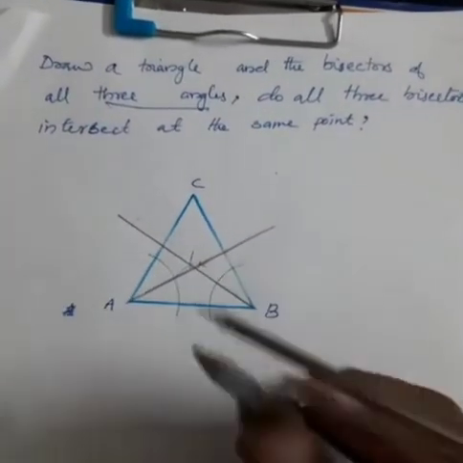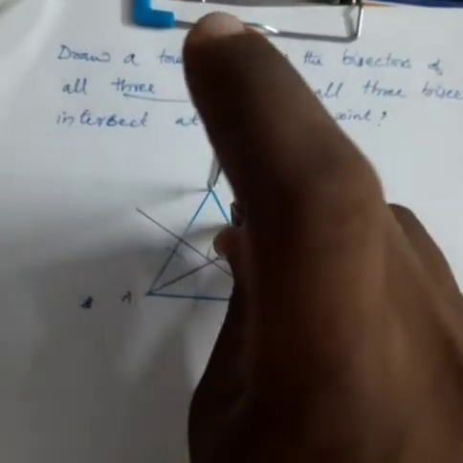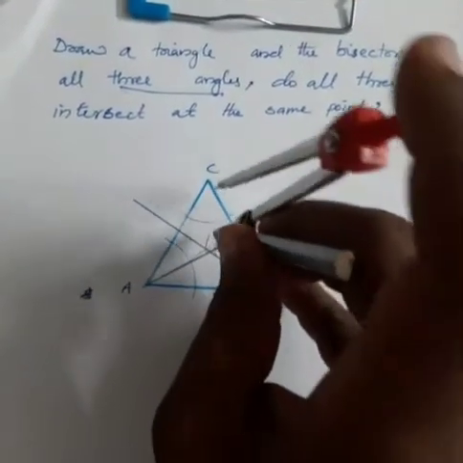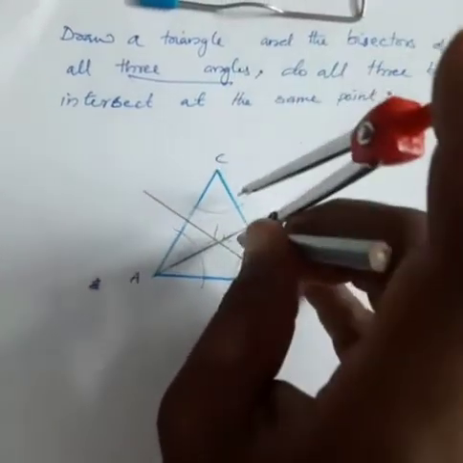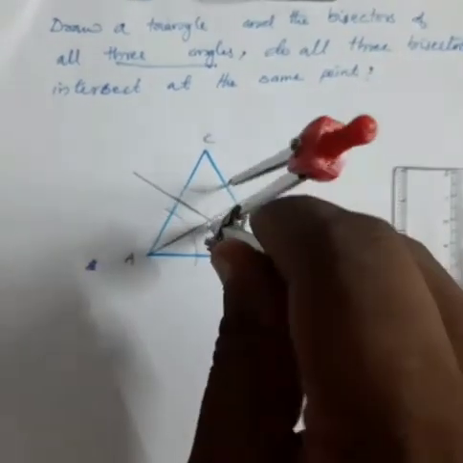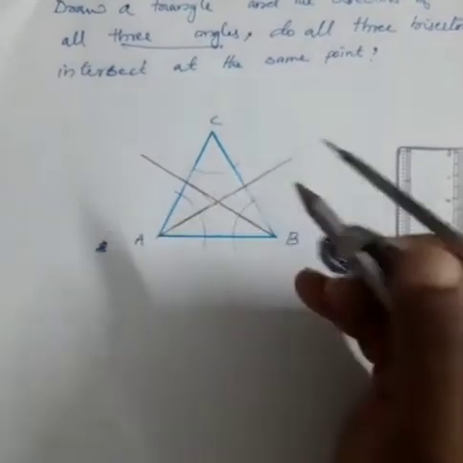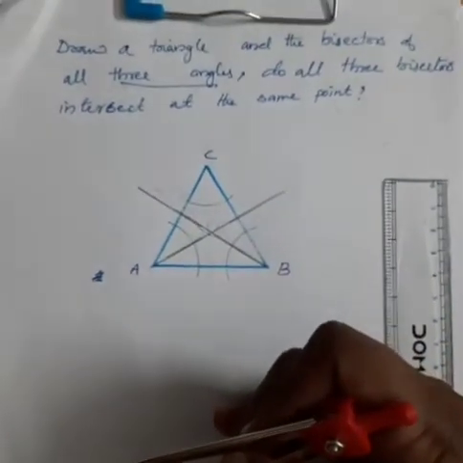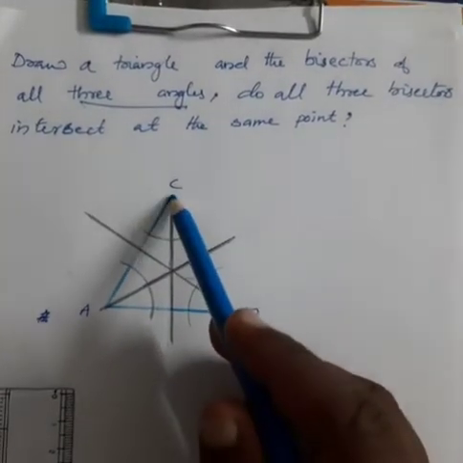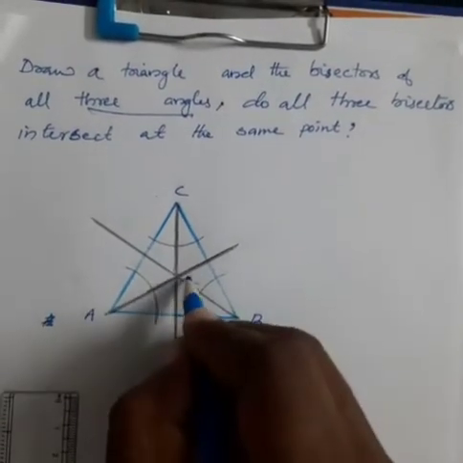And draw the bisector. Same like C also, mark the arc. Then draw the same arc. So this is the point. Then draw the line. Draw the next line. So all three bisectors will meet at the point O.